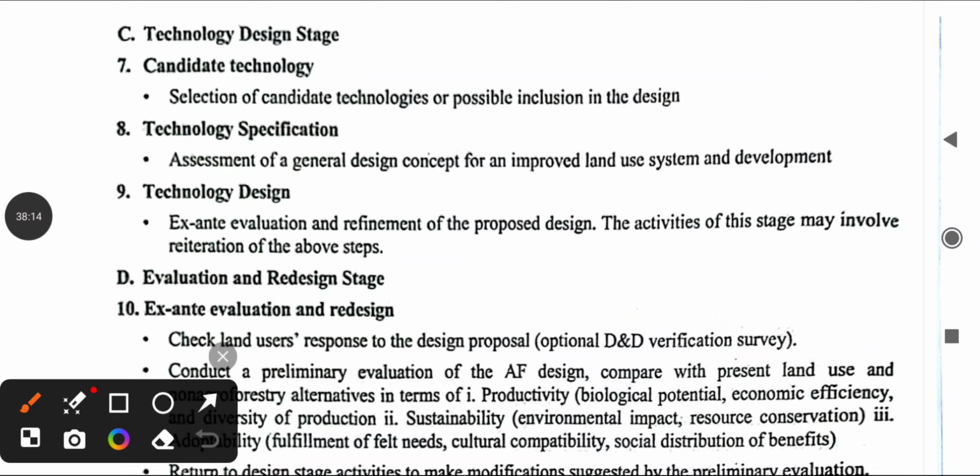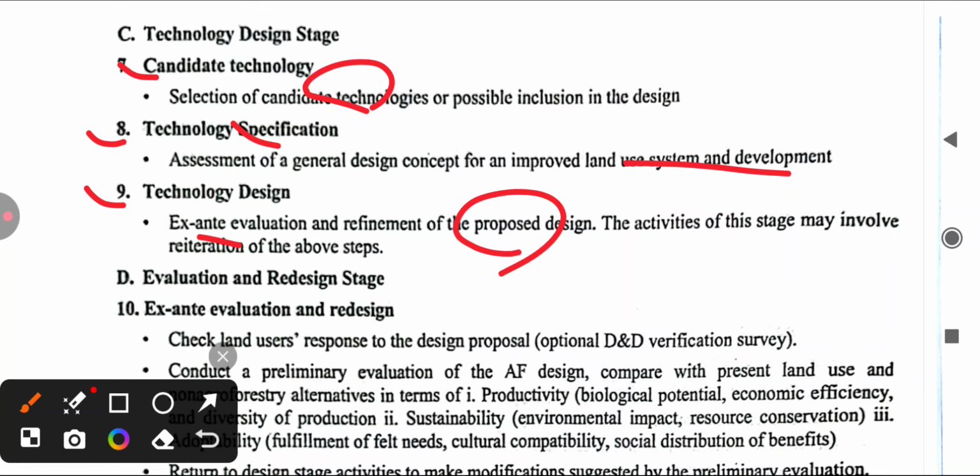Technology design stage: candidate technology, select candidate technology or possible include in the design. Technology specification: assessment of the general design concept for an improved land use system and development, and technology design, ex-ante evaluation and refinement of proposed design. The activities of this stage may involve reiteration of the above step.